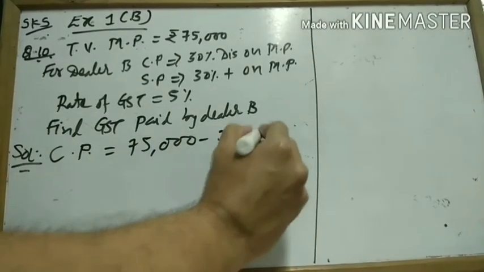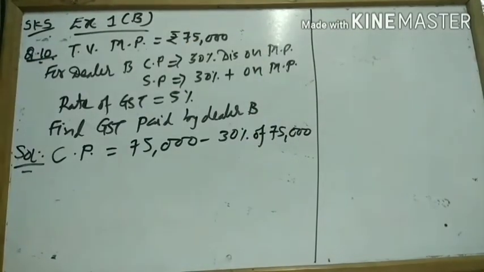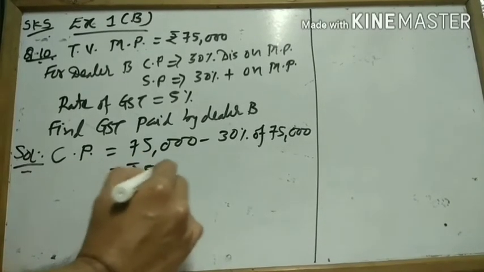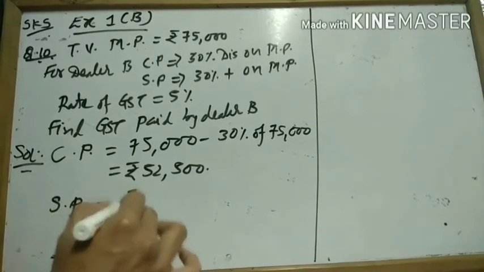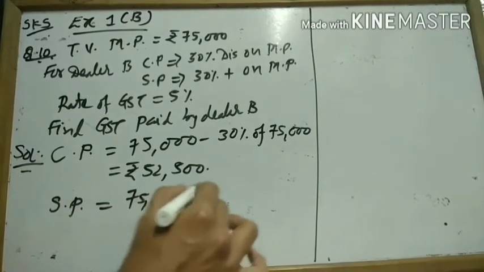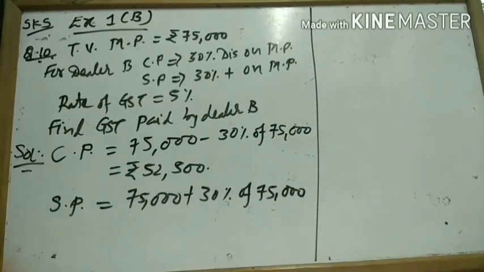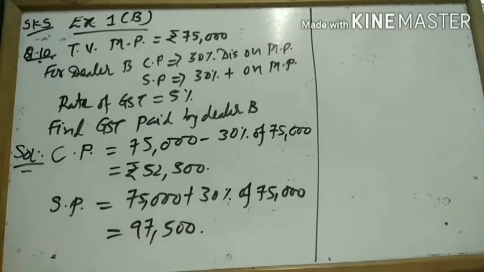minus 30% of 75,000. Why am I subtracting 30% of 75,000? Because he gets a discount of 30% on the entire amount, and when you calculate, it will come to 52,500. Now for dealer B, selling price will be equal to 75,000 plus 30% of 75,000, and if you calculate that, it comes to 97,500.